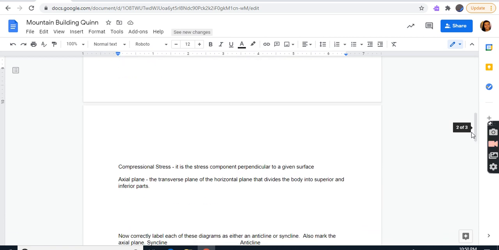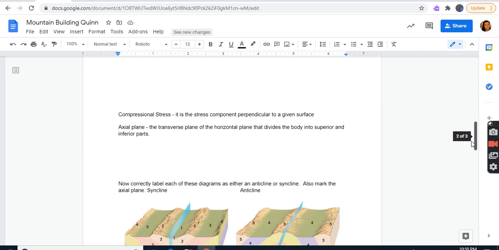Compressional stress is a stress component perpendicular to a given surface. Axial plane, the transverse plane, the horizontal plane that divides the body into superior and inferior parts.